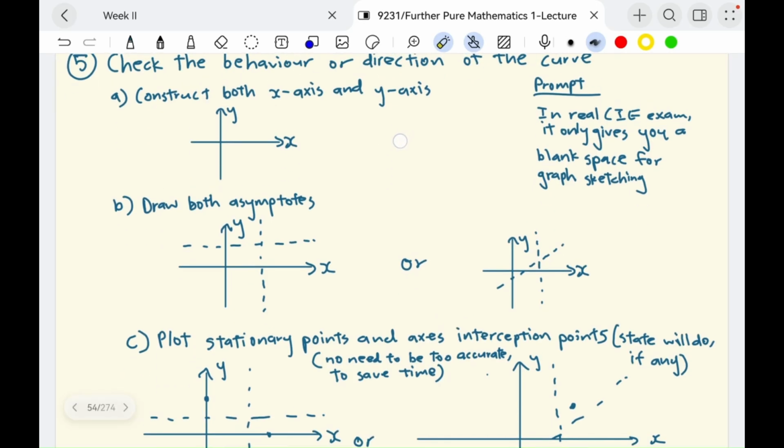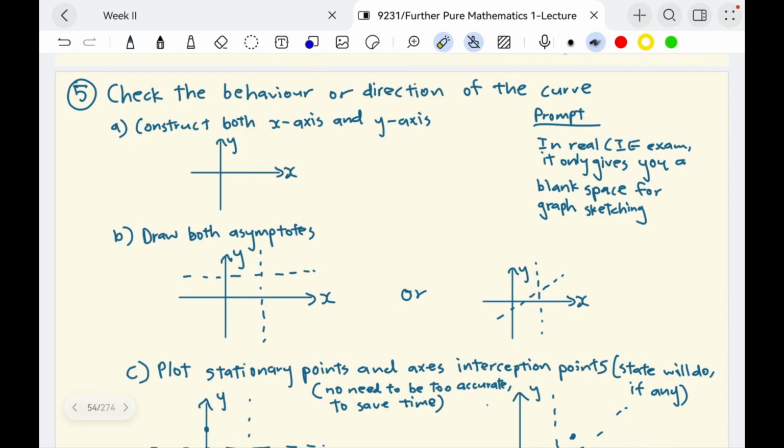Alright? So for A, how to check the behavior and direction of the curve? Okay? First thing, you construct both the x and y axes for sure. This is the general Cartesian plane. Make sure it consists of 4 quadrants. And then draw both axes. Why do I say both axes? Because in the FP1 syllabus, RF only consists of 2 asymptotes.